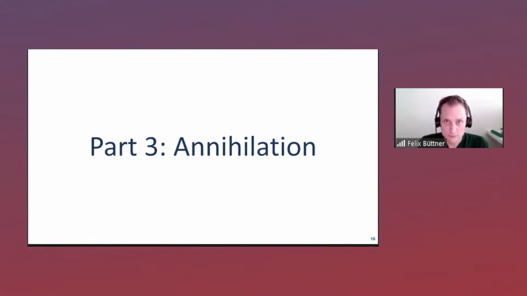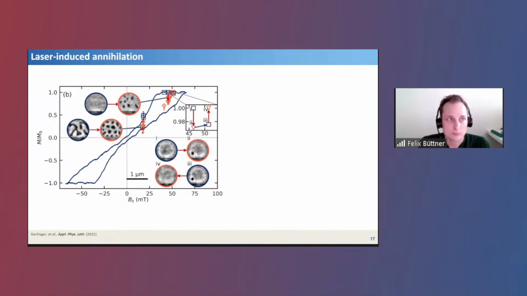Now coming to the third part, annihilation. Here I propose a mechanism of laser-induced annihilation. And the reason is, let me show how this works. Essentially, when we start at a certain field in a saturated state, we reduce the field, and then we expose the system to a laser pulse. If the field is low enough, we would produce a skyrmion state. This is shown here. So this is a metastable saturated state that's transformed into a skyrmion state.